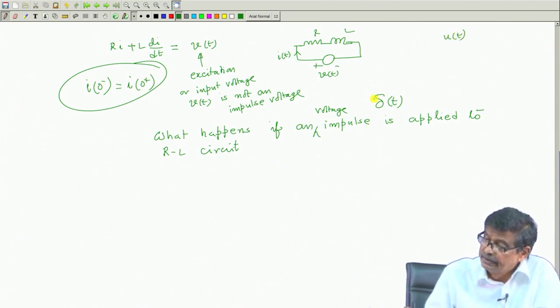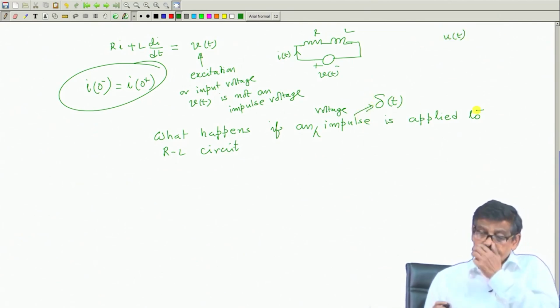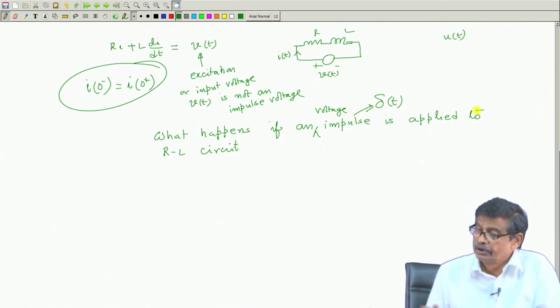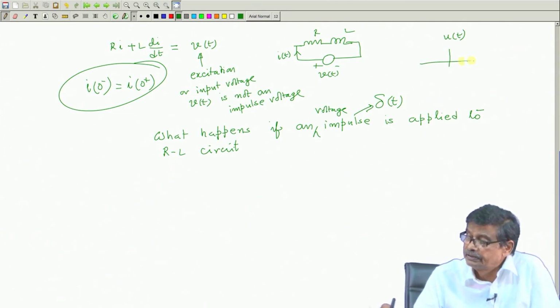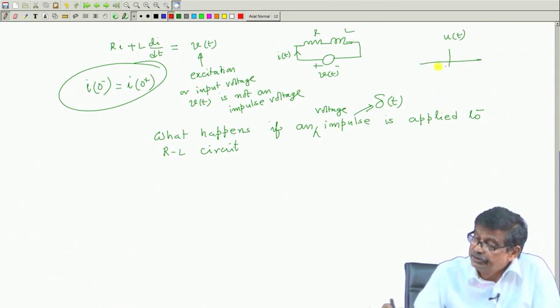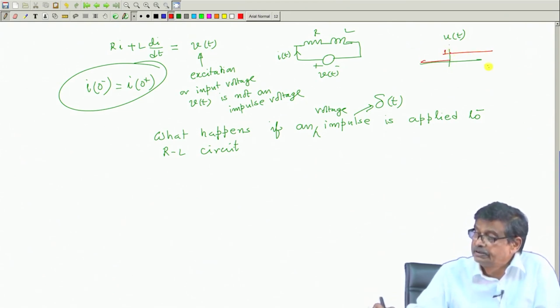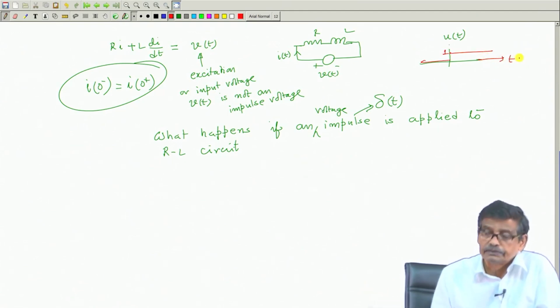This is the impulse voltage, mathematically denoted by this. Then the question comes, what is an impulse voltage? Like the unit step voltage was defined as 0 for any t less than 0, then it steps up to a high voltage V. This is your time axis. Now, what is an impulse voltage?